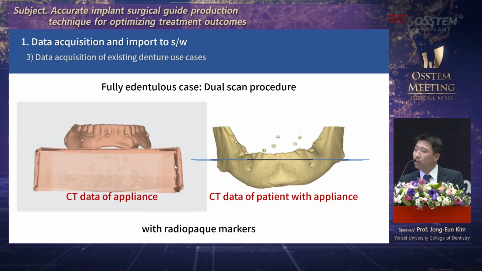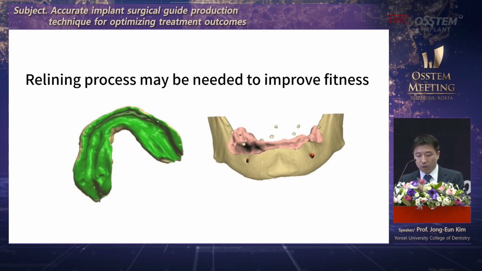The denture the patient uses is replicated and stent is made, CT is taken, and then the patient using this denture appliance is taken as well for merging. And designing of surgical guide can be done in this way.